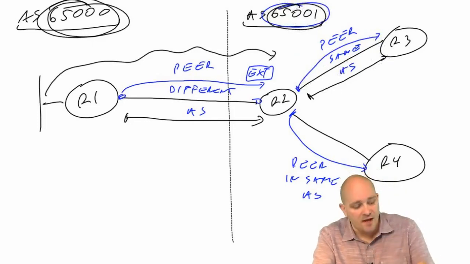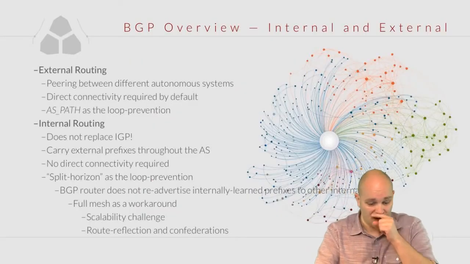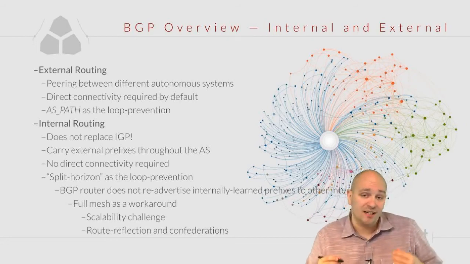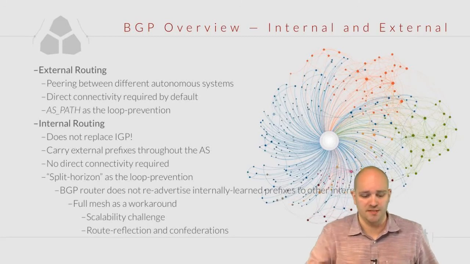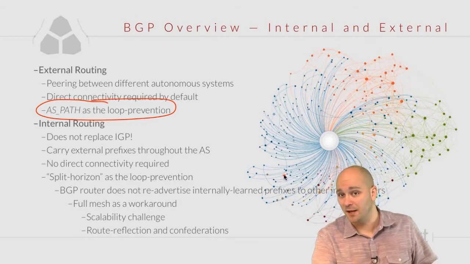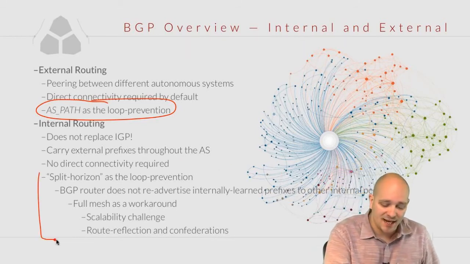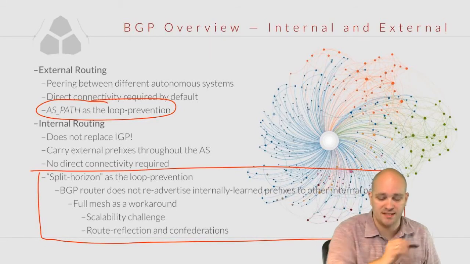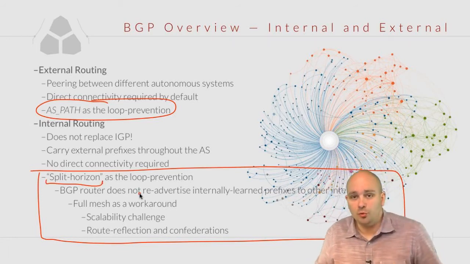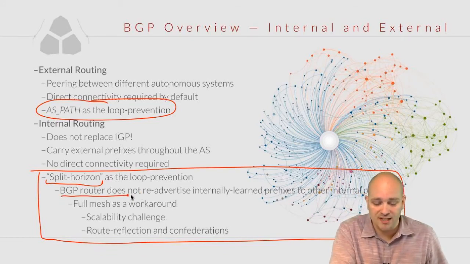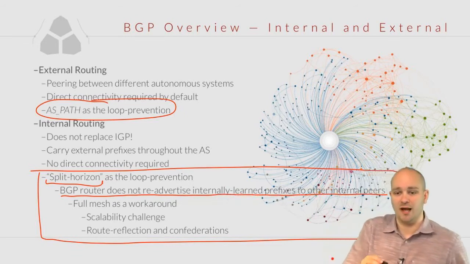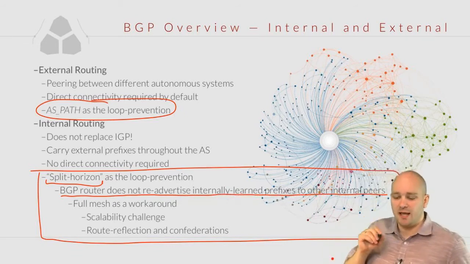Now, this is a very, very important concept to master because of the loop prevention that is required or that is used inside the autonomous system. Now, we know that between the autonomous systems, we are going to be using the AS path attribute. However, inside the autonomous system, we are going to be using something that I like to call the split horizon. The rule there says that a BGP router does not re-advertise internally learned prefixes to other internal peers. You can't see this here, but it says internal peers right there.